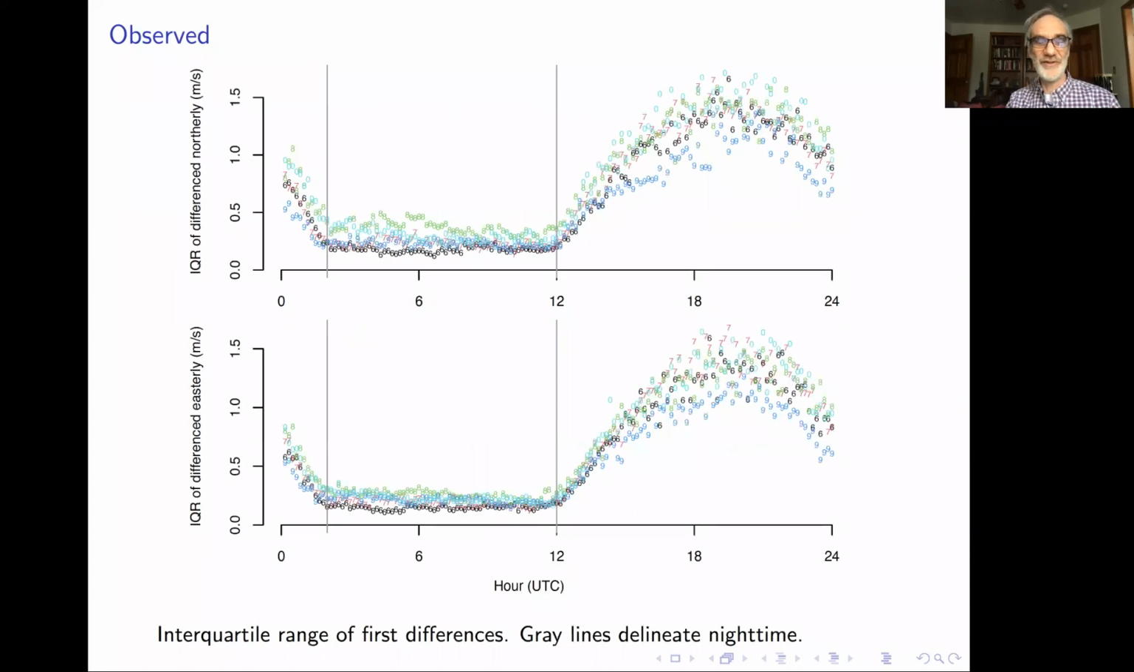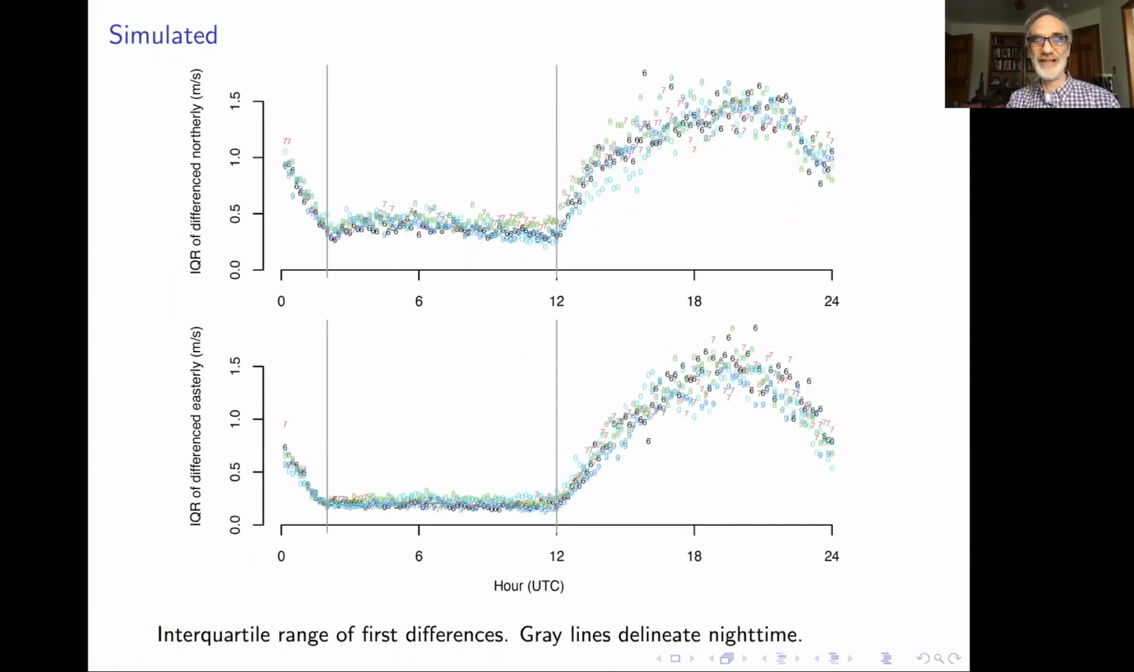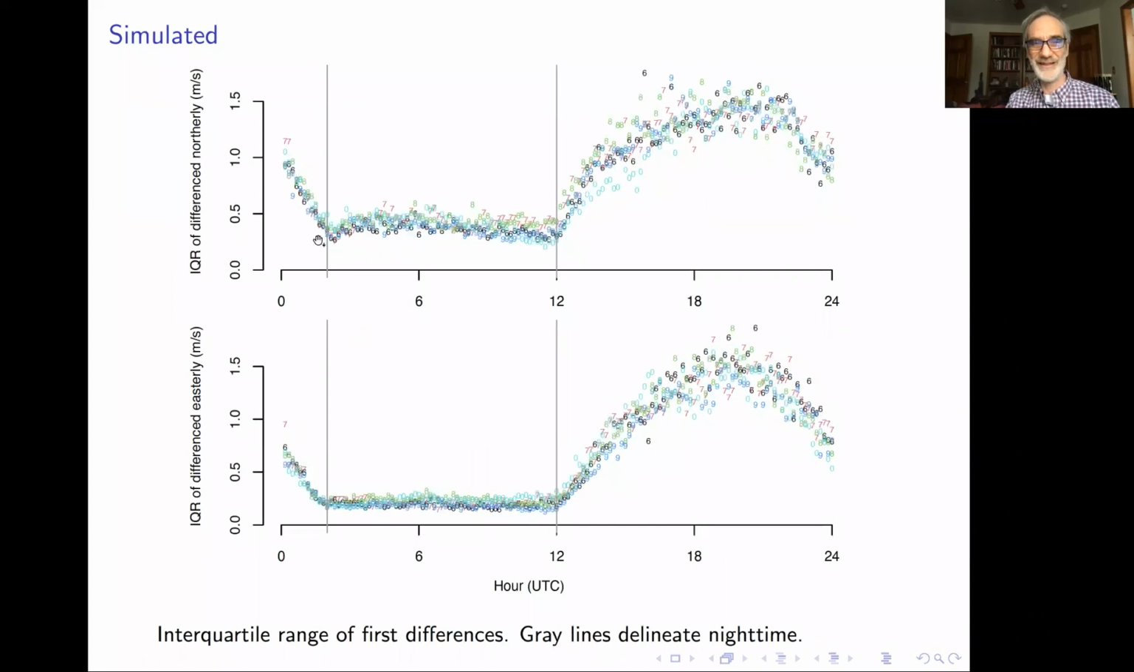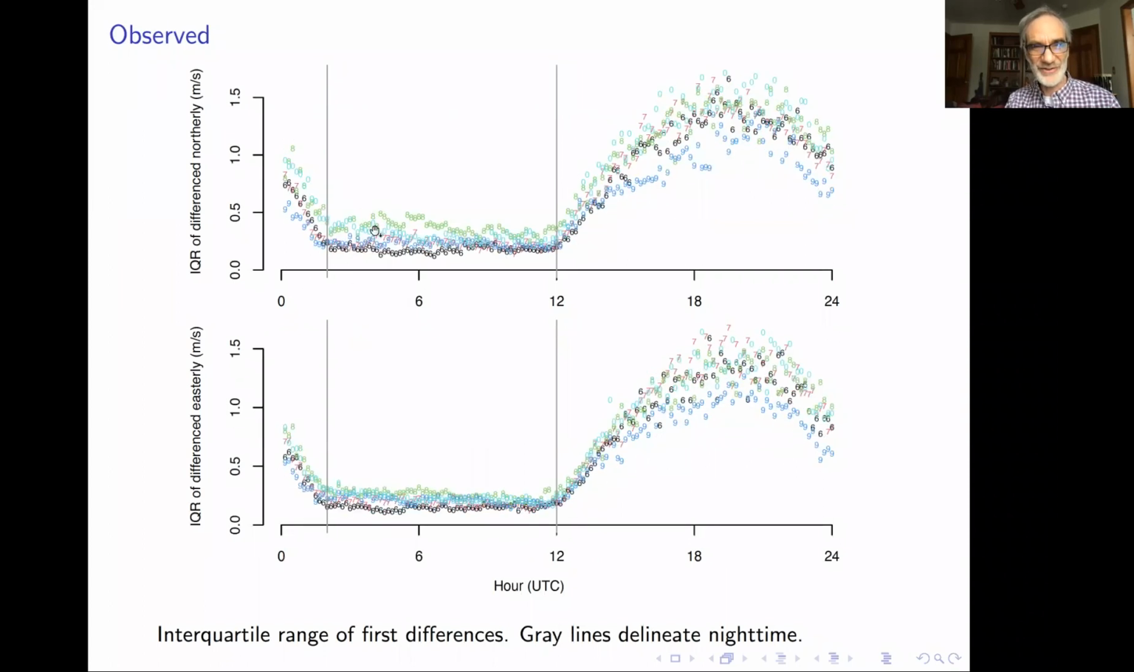Here's the observed for the interquartile range of the first differences. Here's the simulated. It's pretty good. It's arguably a little bit different in nighttime for the northerly. There's this kind of curve up, but I'm not so sure, because if you actually look at years 6 and 9, they also show this curve up.